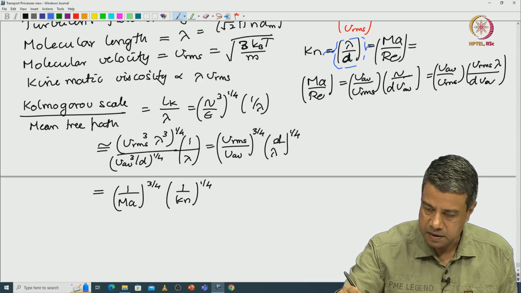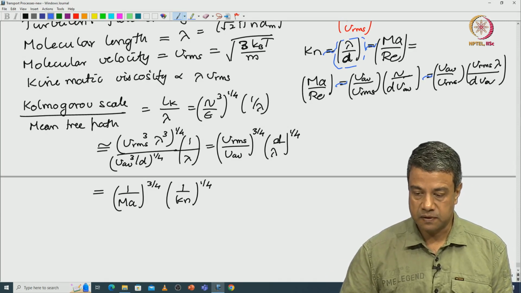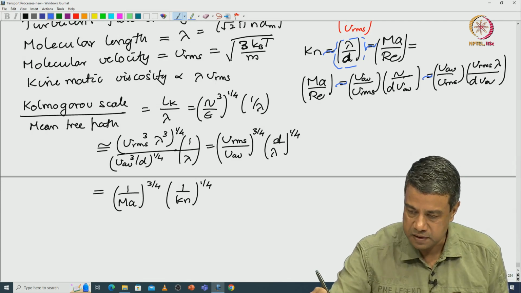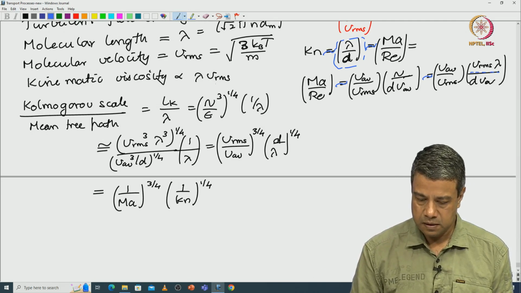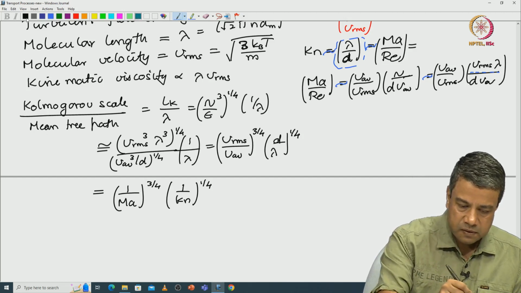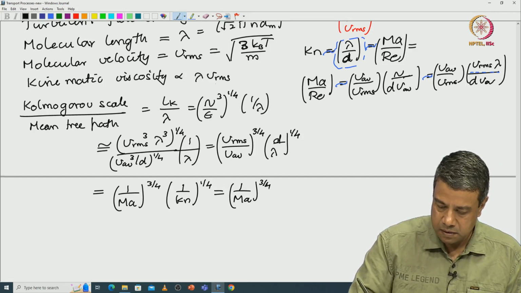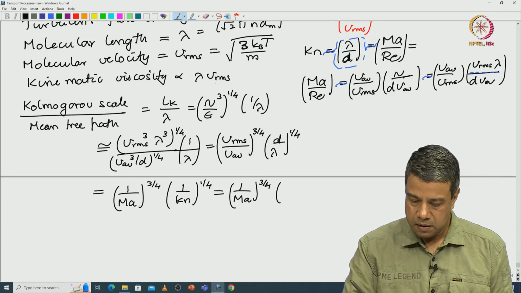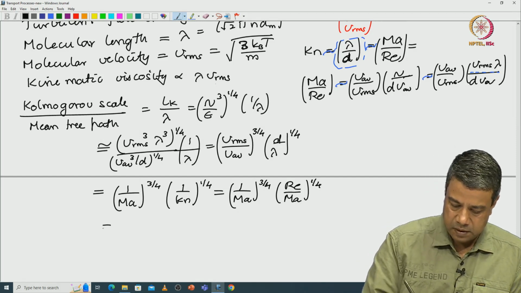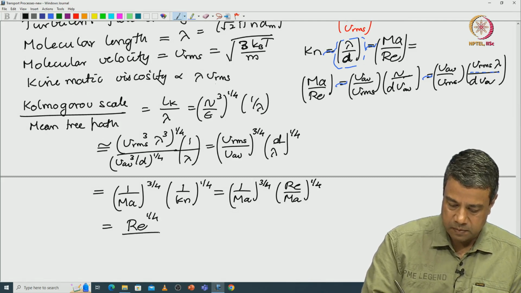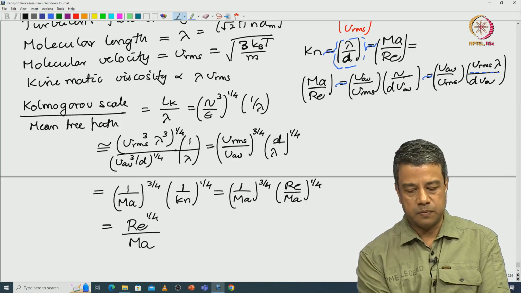These I should put approximately equal to, these are not exact, because there are multiplicative constants in the expression for the kinematic viscosity. It is not exactly this, but it is of that order of magnitude. So, if I substitute for the Knudsen number here, I will get 1 by Ma power 3/4, into Re by Ma power 1/4, which is equal to Reynolds number to the 1/4 by Mach number. So, that is the ratio of the Kolmogorov scale and the mean free path.